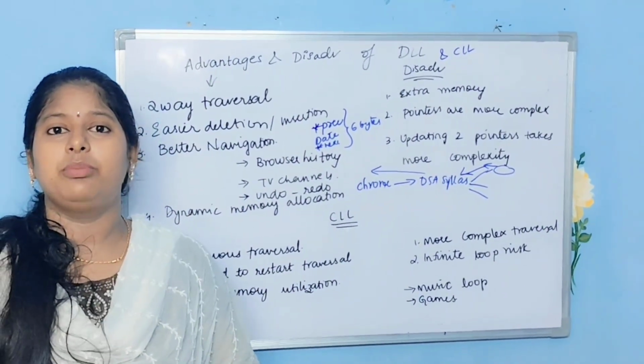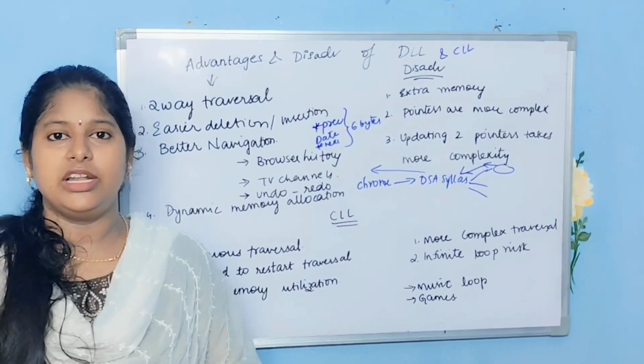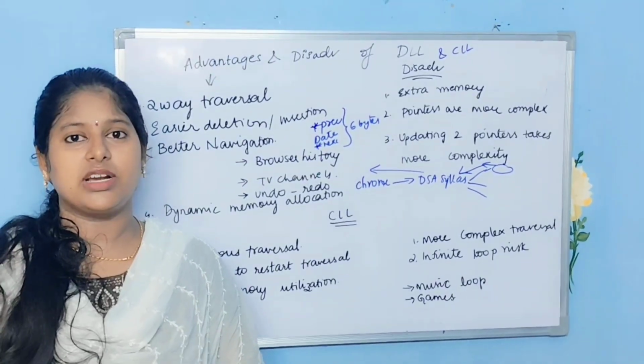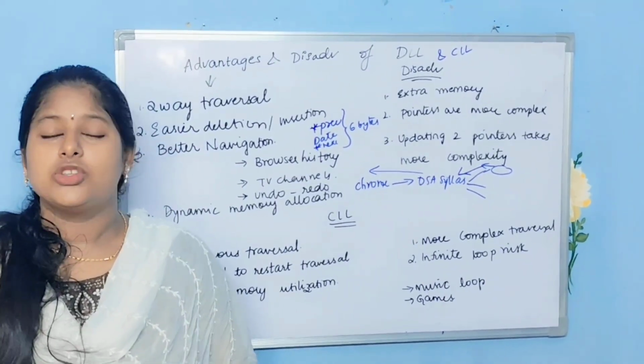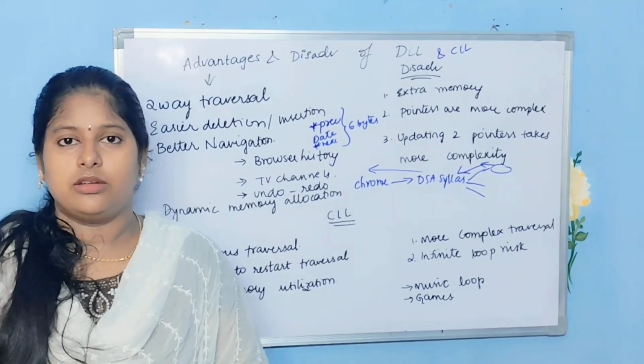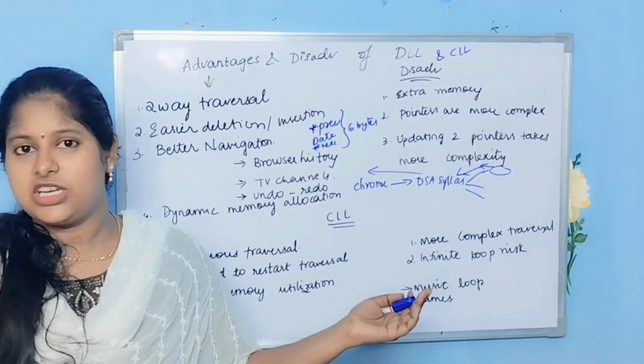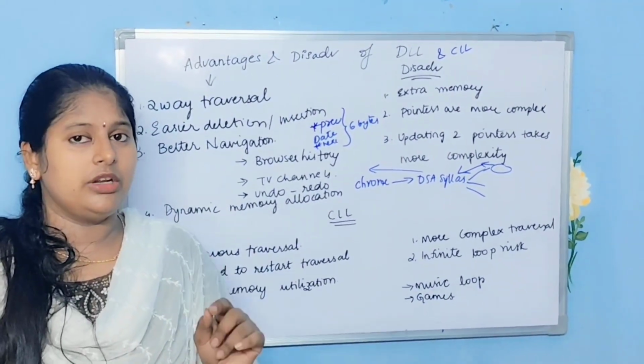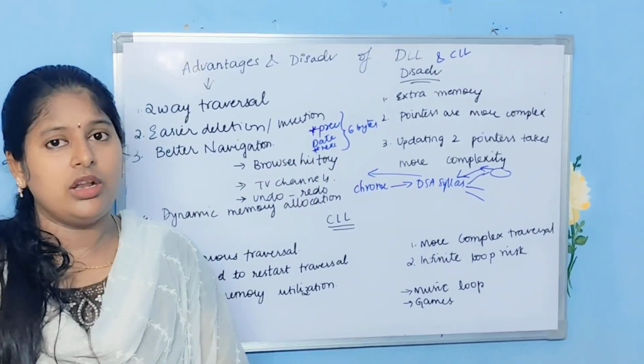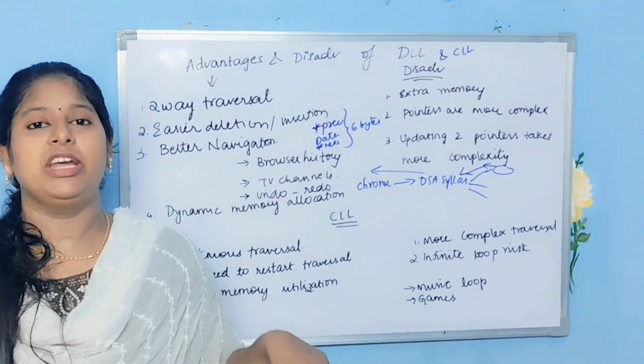And no need to restart traversal. See, once after completion of my last node in double linked list, my last node's next part is containing null, right? So from that you can't go back again. Okay, you can't move to the next element, or you can't move to the first element from there. But here you need not restart the traversal and you can continuously make traversals.